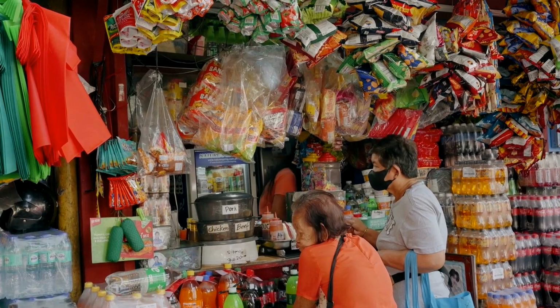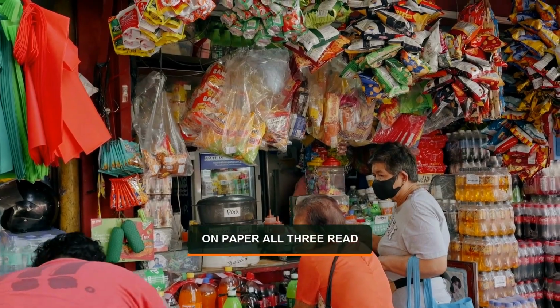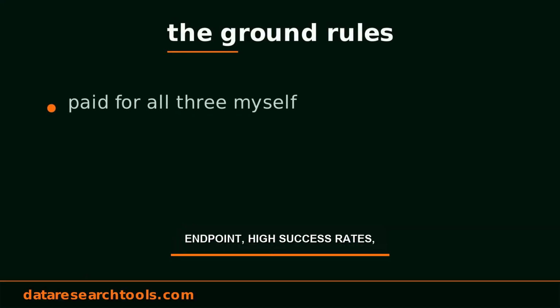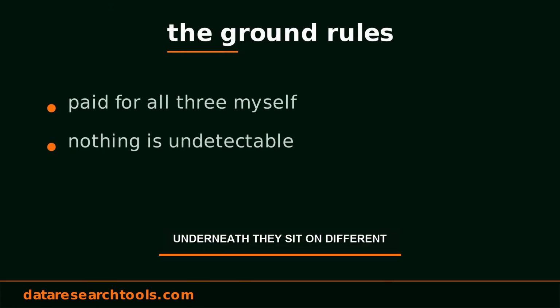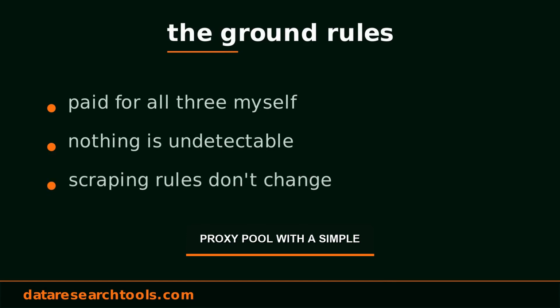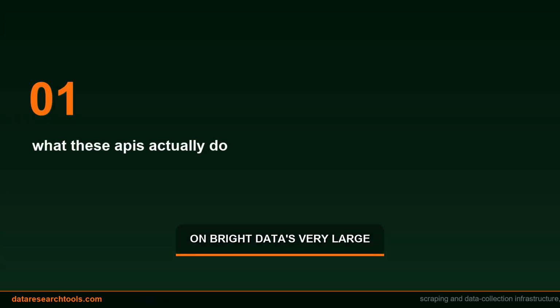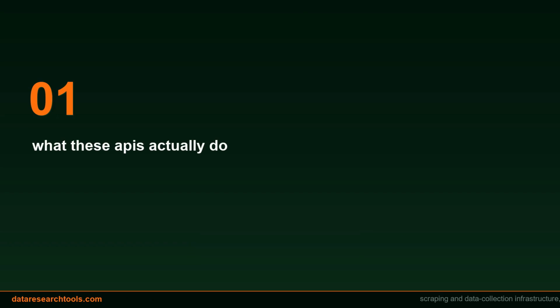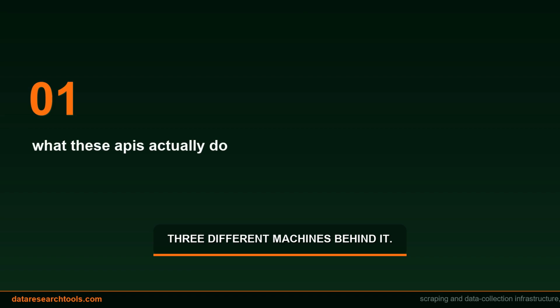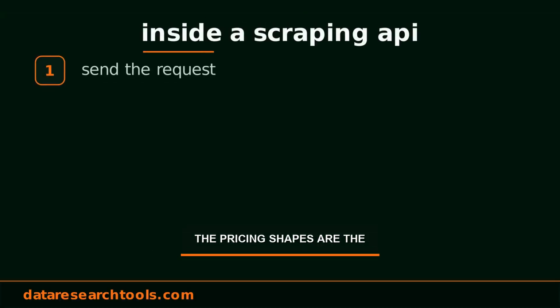They look the same, but are not. On paper, all three read like the same paragraph: one endpoint, high success rates, handles the hard sites. Underneath, they sit on different foundations. ScraperAPI leans on a broad proxy pool with a simple credit model. Zyte pairs its API with a smart proxy layer that decides how hard to try per request. Web Unlocker sits on Bright Data's very large residential and mobile network, tuned for the sites that fight back hardest. Same promise on the label, three different machines behind it. The pricing shapes are the real difference.